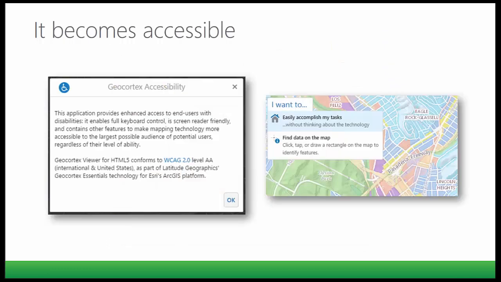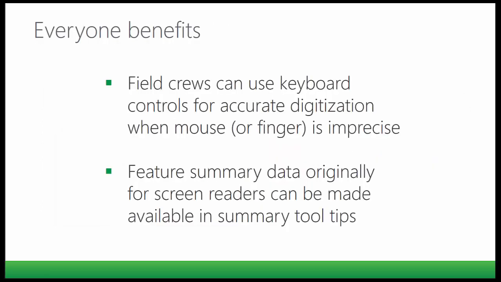Then it becomes accessible. So we already spoke about Latitude Geographics releasing this accessibility compliant, WCAG AA compliant WebGIS viewer for HTML5. And as we've done that, everyone benefits. So here's some of the things that we've already learned. We've seen field crews that are using keyboard controls for more accurate digitization when a mouse or a finger on a tablet, for example, is imprecise.